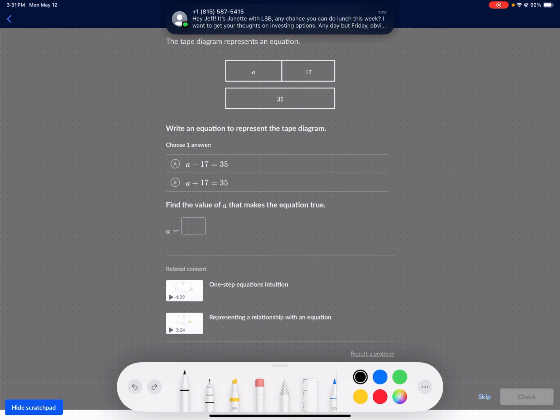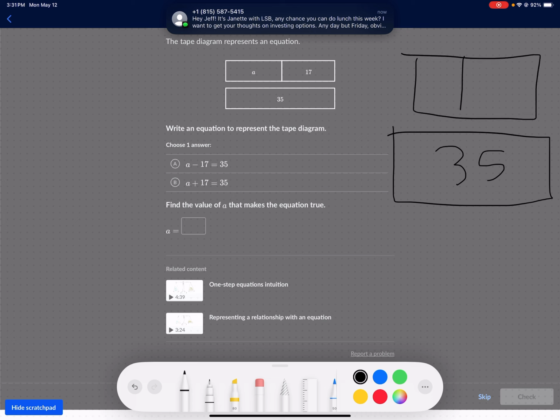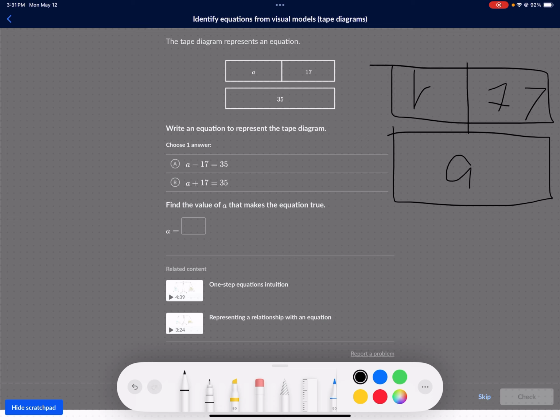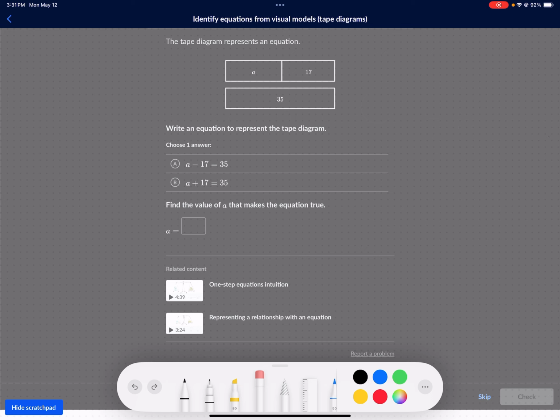It would be like this: a minus 17 is equal to b, or in this case, 35. I mean, I don't know. Once we get a problem like this, we'll get a better representation. But anyways, the answer here should be b, since we're combining these, so we're adding.